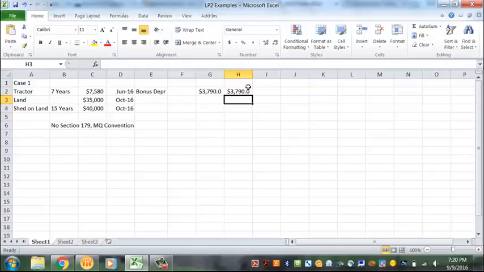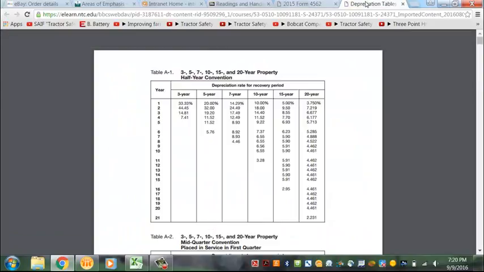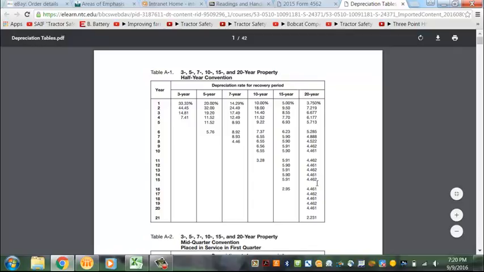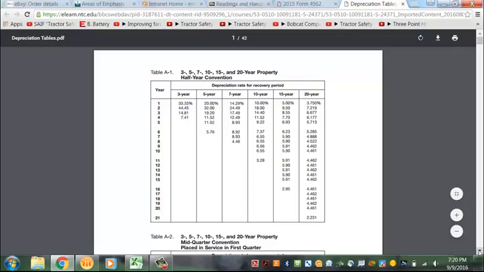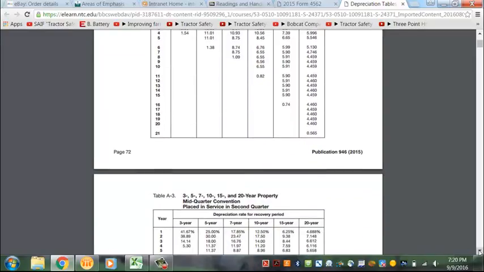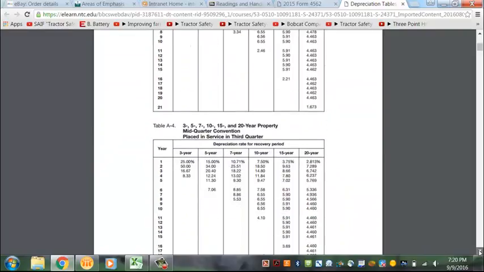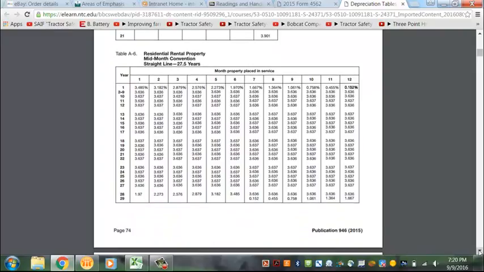So in order to figure that, we know that the tractor is 7 years useful life. What we're going to do is come to Blackboard. I opened up our depreciation tables, and we're going to look to see what percentage qualifies. So we're going to scroll down to see where we would find our numbers. As you can tell, there's a lot of information in here. There's a lot of different tables. We need to make sure we're finding the right one.